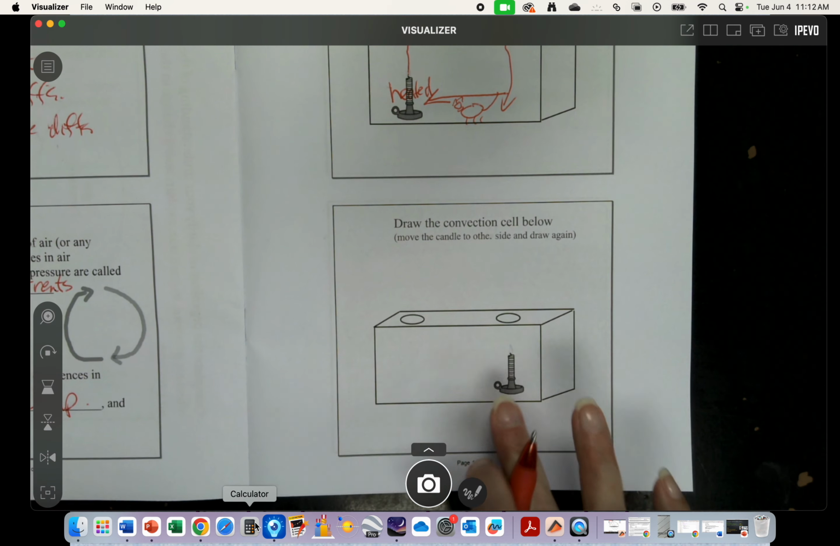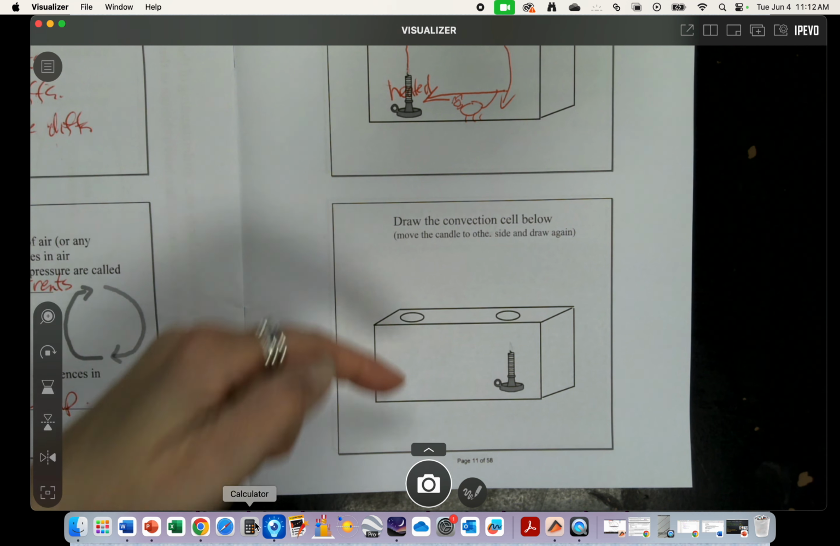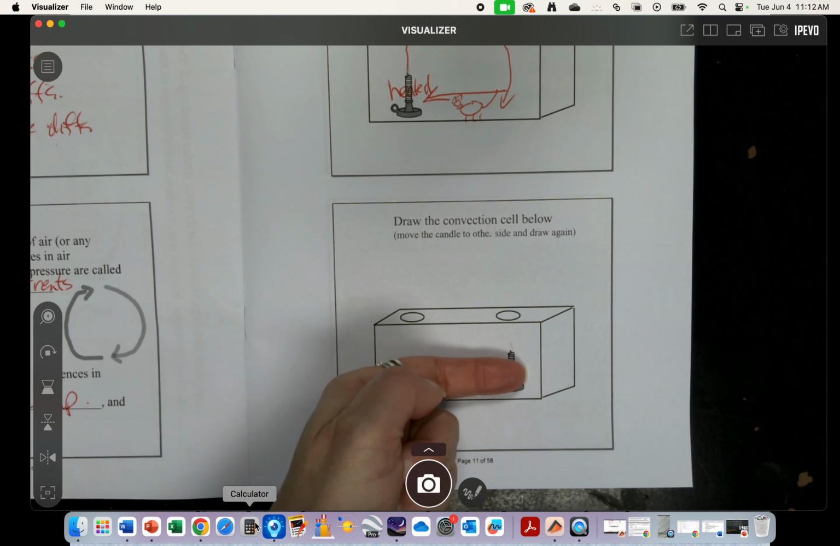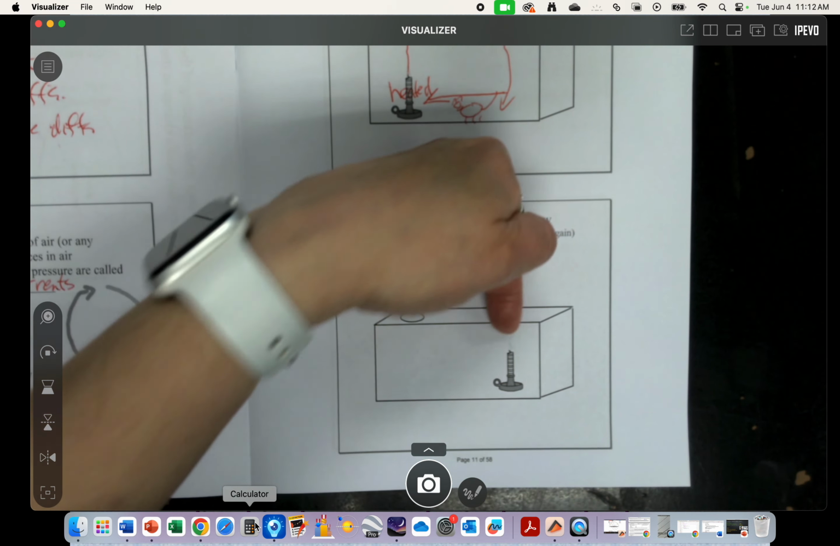Can you do the same thing down here? Except now the candle's on the right. Is this ringing a bell? Remember, as matter leaves an area because it's getting heated and rising, does other matter need to come in and take its place? Oh yeah, absolutely. Yep. And it's easier for the matter to get sucked across the bottom than fight the power, yes? You're not going to fight the current.